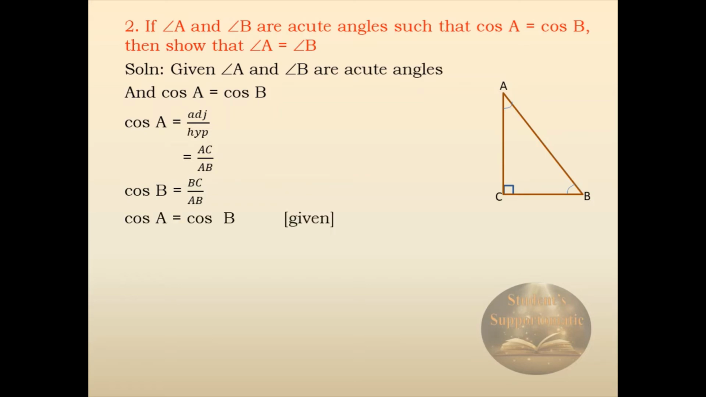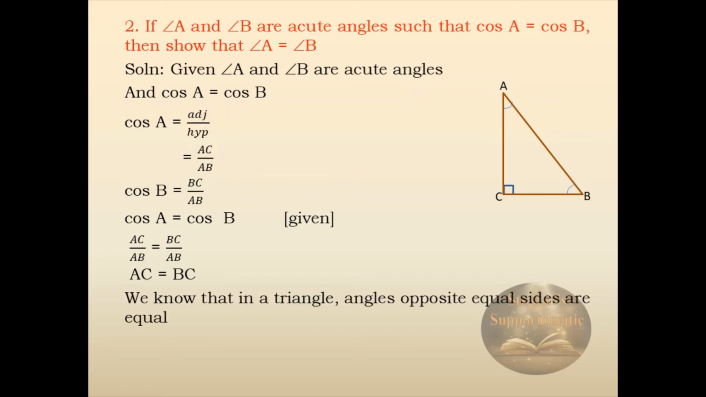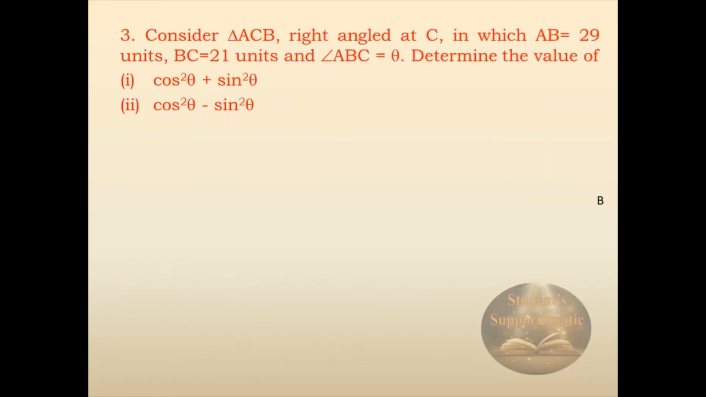But given is cos A is equal to cos B, so we will substitute this value: AC by AB is equal to BC by AB. The denominator is the same, which means AC is equal to BC. The two sides are equal. We know that in a triangle, angles opposite equal sides are equal. So the two angles which are opposite to the equal sides are always equal. By this statement, we say that angle A is equal to angle B. Hence it is proved.